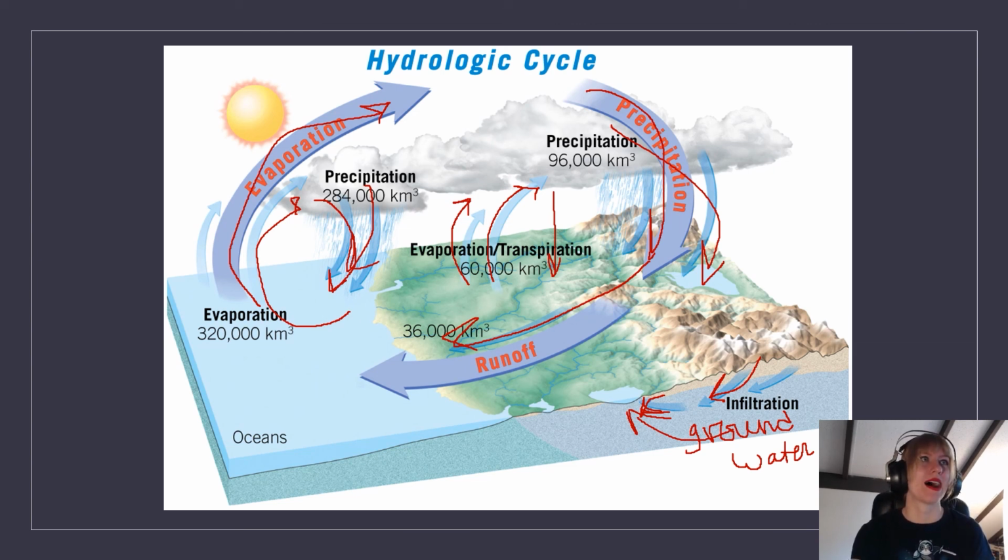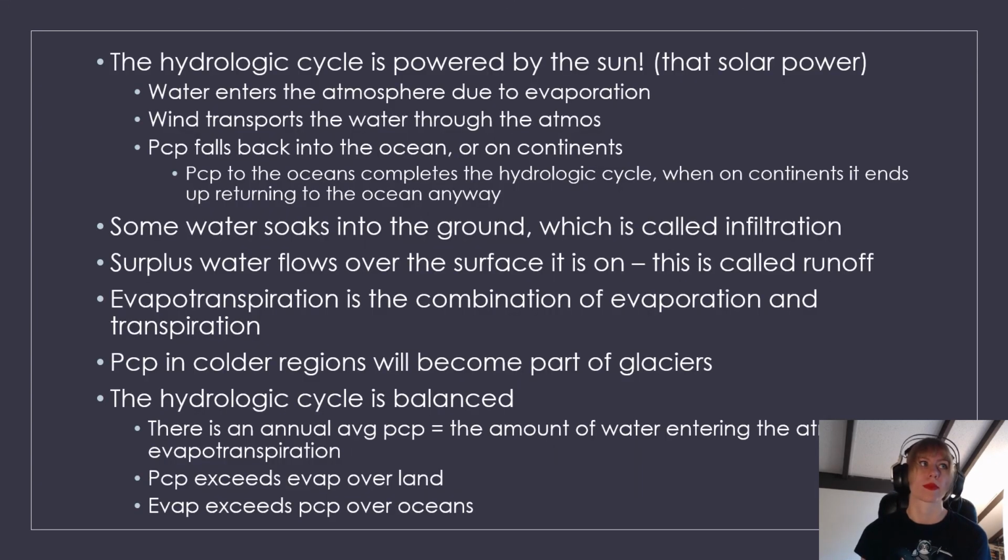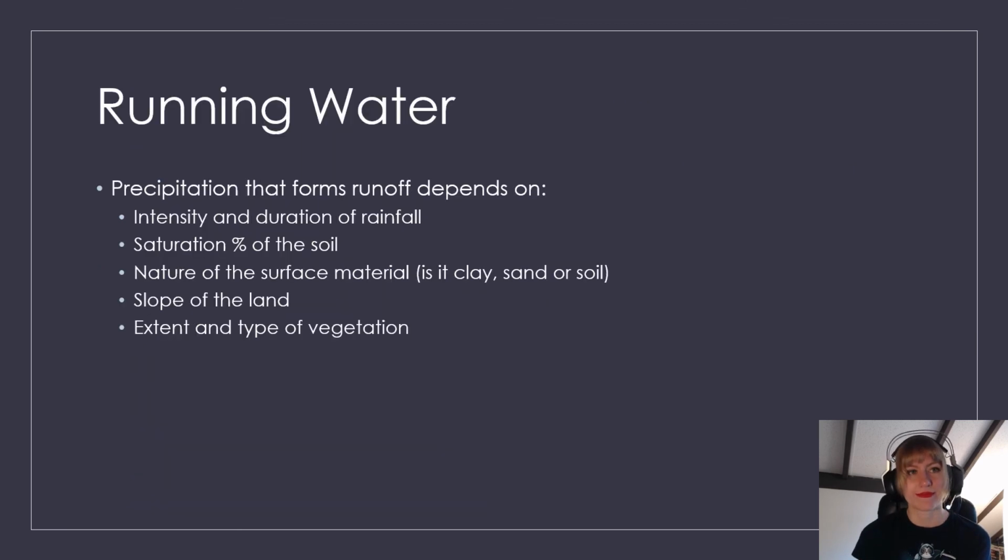Fun. So there is an annual average precipitation, which is the amount of water entering the atmosphere from evapotranspiration. Precipitation exceeds evaporation over land, but evaporation exceeds precipitation over the oceans. And this is everything I just said.